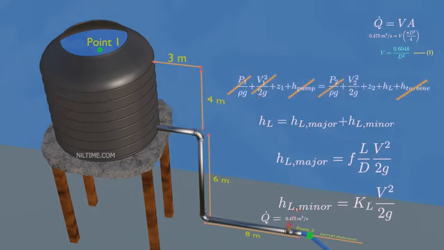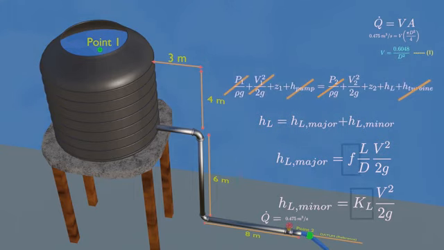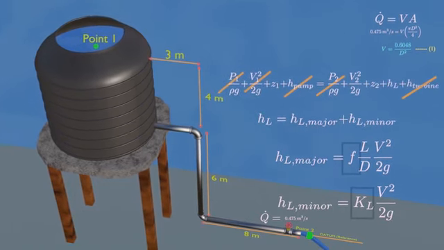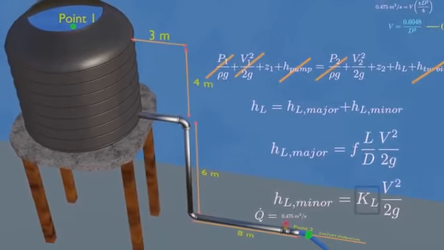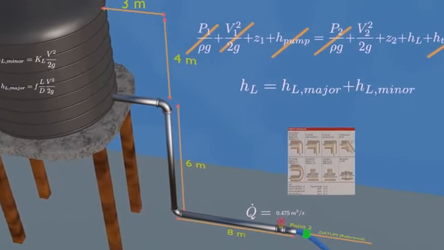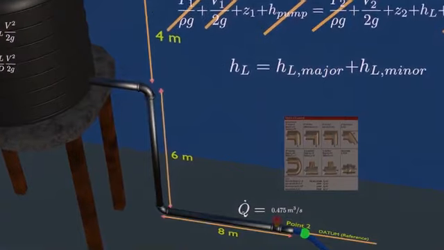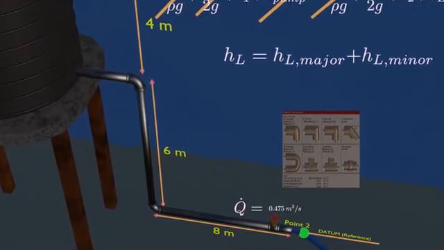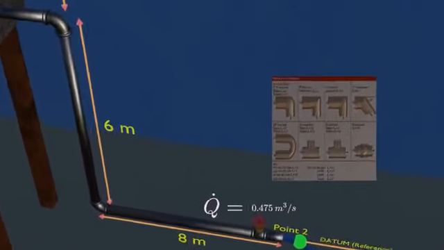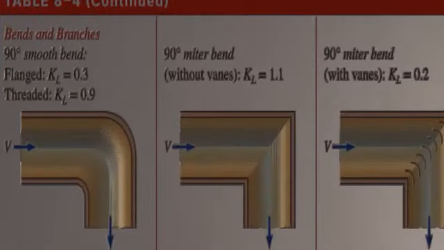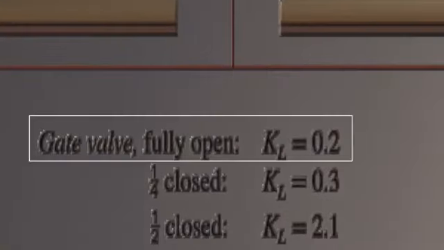Look how the major head loss and minor head loss are related with the coefficient. Major loss is related with the Darcy friction factor, whereas minor loss is related with the loss coefficient. For loss coefficient, design manuals often provide such data. In our case, there are two elbows, and the loss coefficient for each of them is 0.9, whereas the loss coefficient for a fully open gate valve is 0.2.